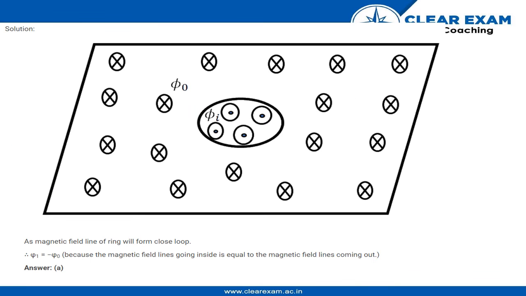So let's solve this. As we can see in this figure, the magnetic field lines of the ring will form closed loops. That means phi1 is going to be equal to minus phi naught, because the magnetic field lines going inside are equal to the magnetic field lines coming out. So hence A is going to be our answer.